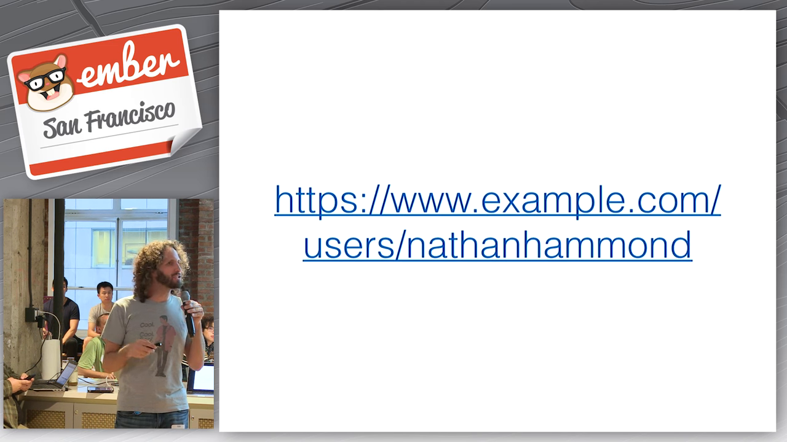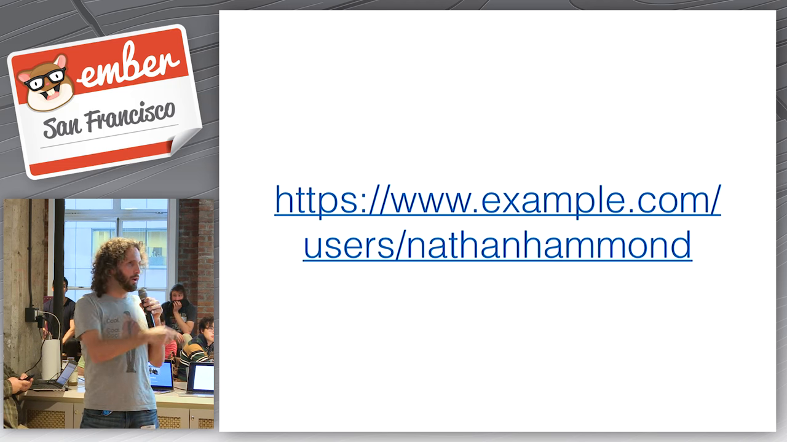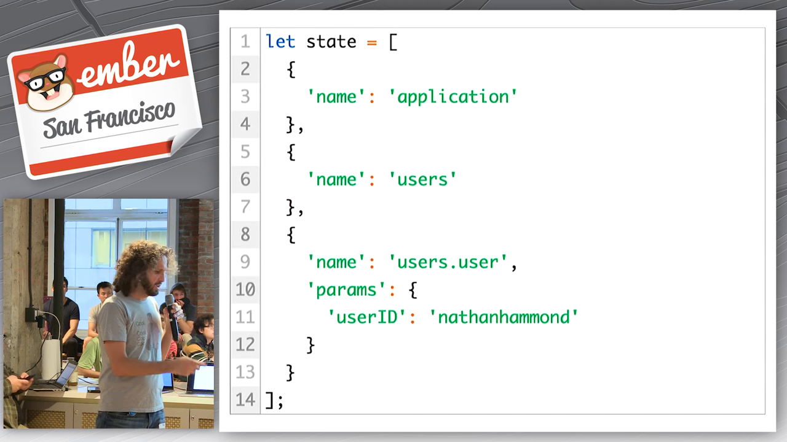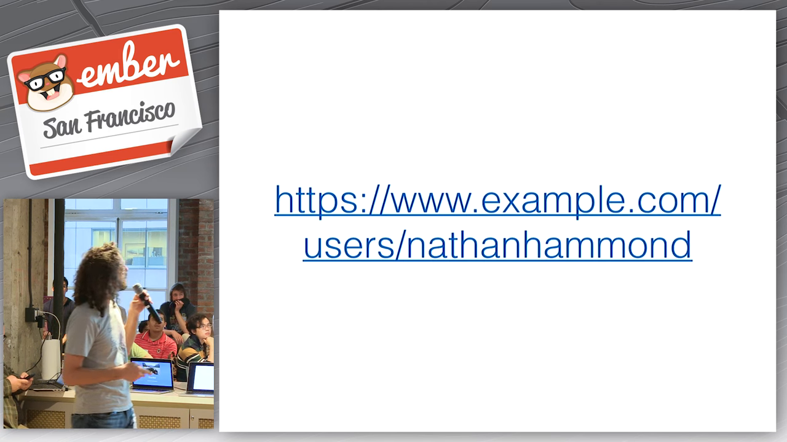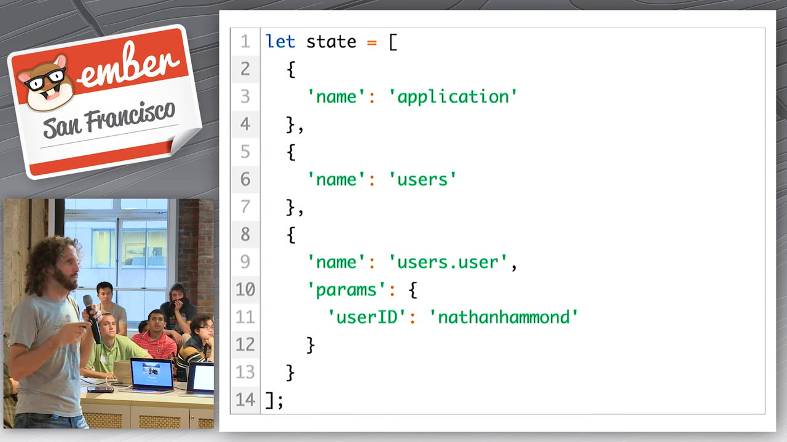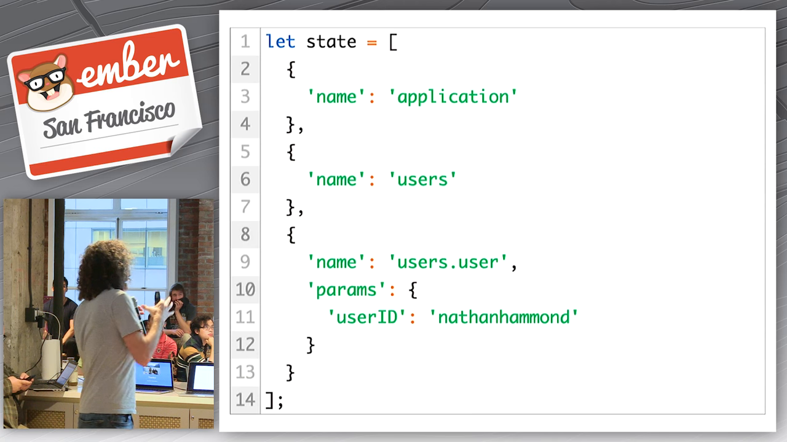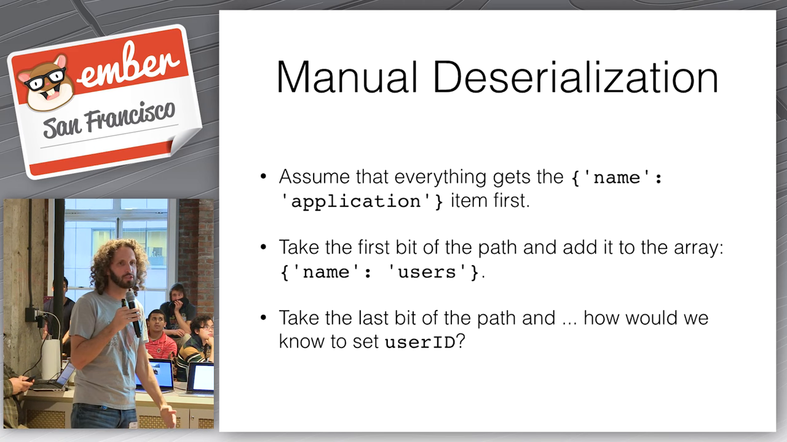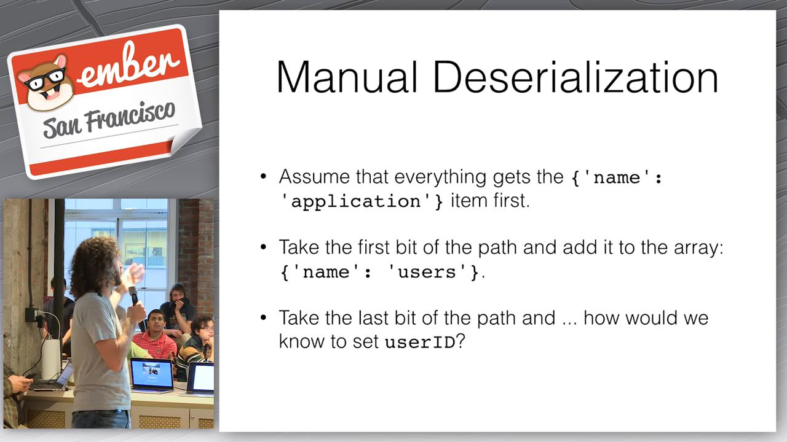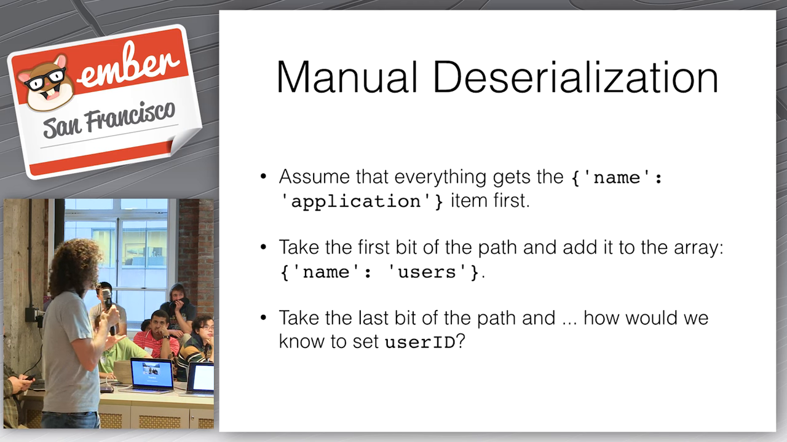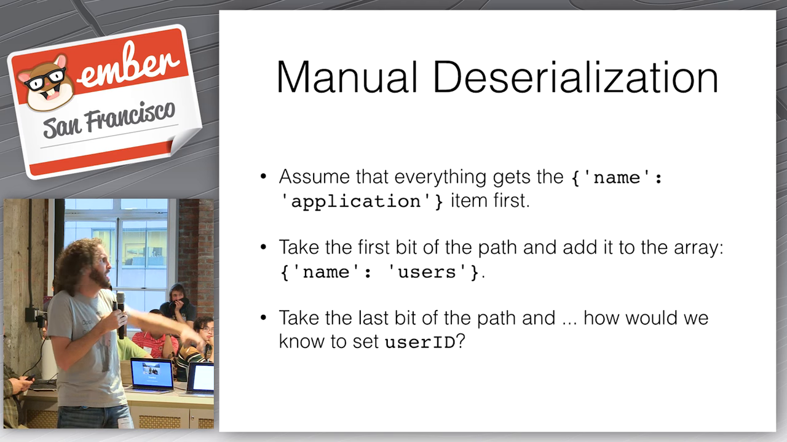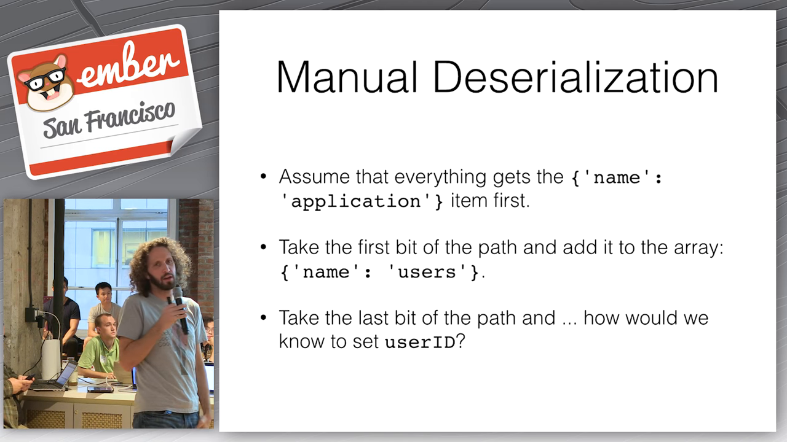So how would we actually get to this URL from that state object? We have the state object here, and it looks like this. And we can look at it, and we can go, I can kind of come up with our own little algorithm to do this. Like, we've got this manual deserialization in our head that we immediately start to do when we see that URL. And what we really want to do is take it and build an object in memory. So we say, everything that exists as a URL gets this name application item first. We'll just make that up. Seems like a fair rule.